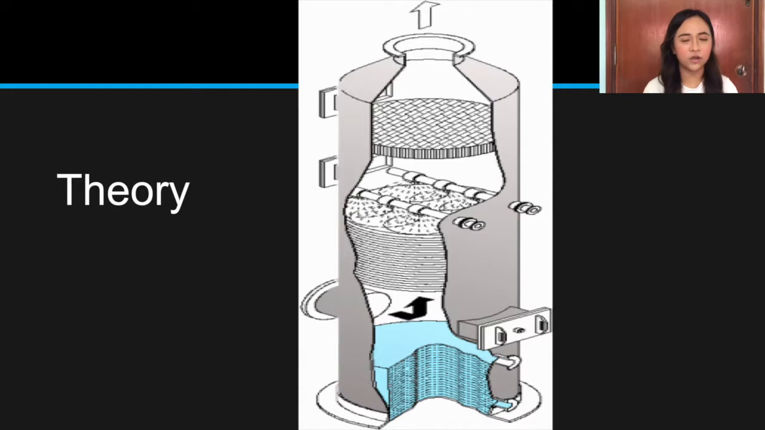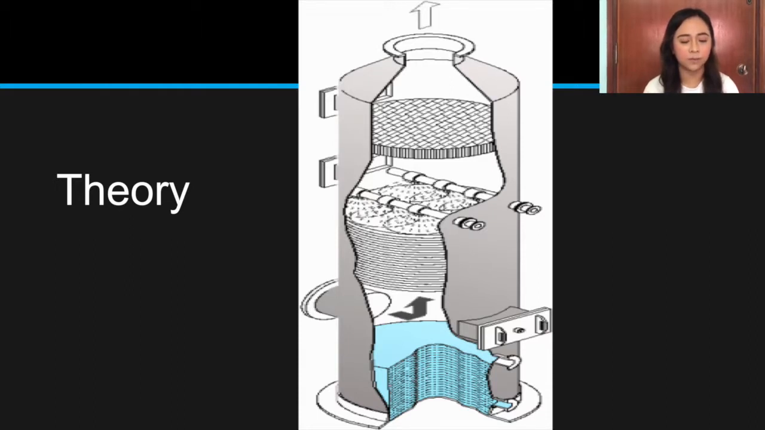Moving on to the theory of pressure drop in packed bed. A packed bed is a cylindrical column which is packed with an appropriate packing material. A gas is admitted at the bottom and flows upward in order to contact in the counter current with the liquid, which is distributed at the upper part of the column and flows downward to wet the packing material.